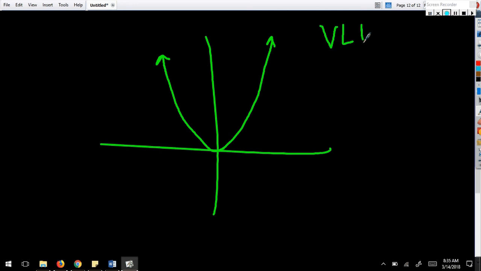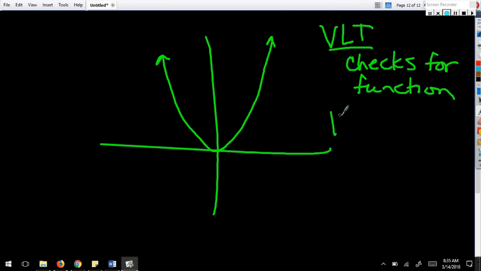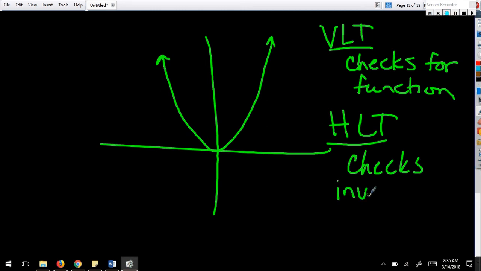So the vertical line test checks for a function. The horizontal line test checks the inverse for a function. Well, when will they both be functions?